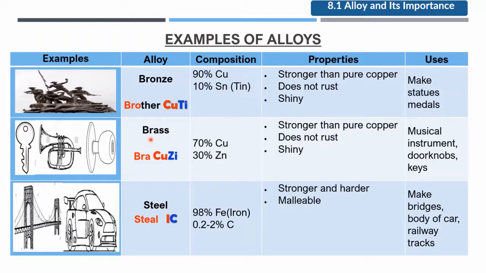Number 2, brass. You only need to remember "bra Chuti". All the girls must Chuti their bra, right? So bra represents brass. Chuti: Cu represents copper, Zi represents zinc. Number 3, steel. You remember "steel IC". I stands for iron. C stands for carbon. Okay, like that, very easy, right?